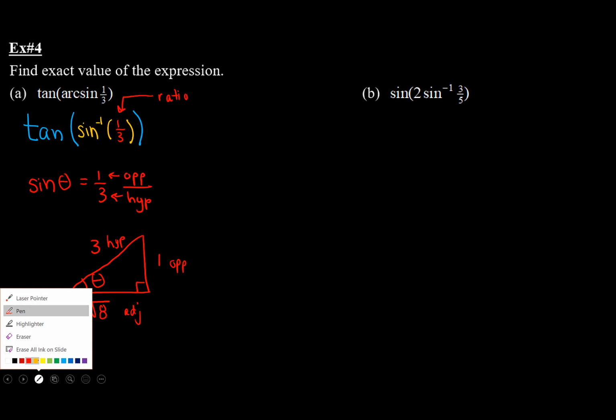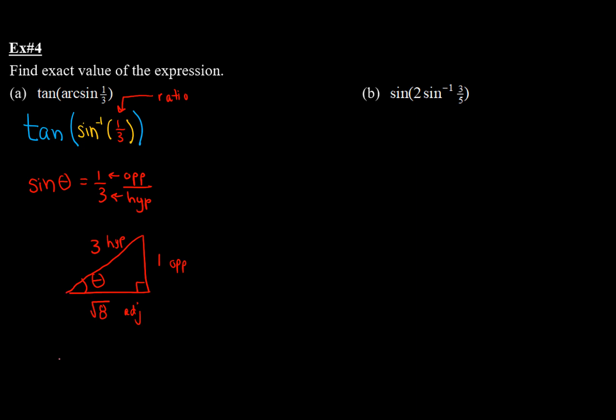Alrighty, well now, remember what comes out of the inverse sine is theta. So the tangent of that theta is what I'm looking for. So I drew the triangle, I can find it. Now tangent, remember, is opposite over adjacent. So I'm going to do opposite over adjacent, and that's going to be my answer there.